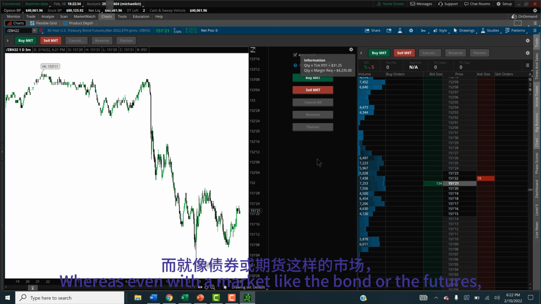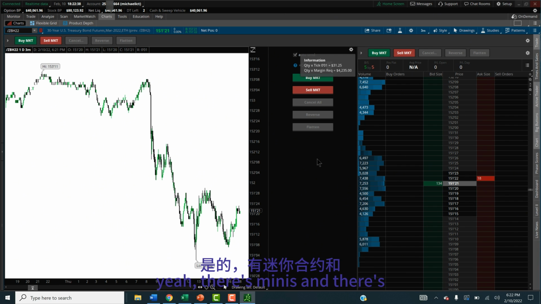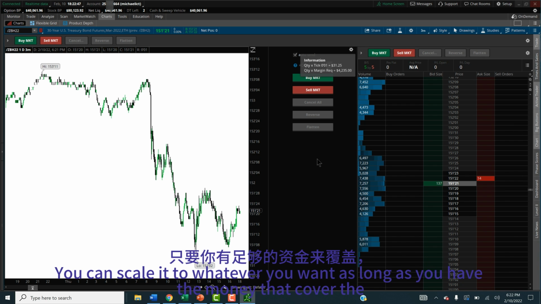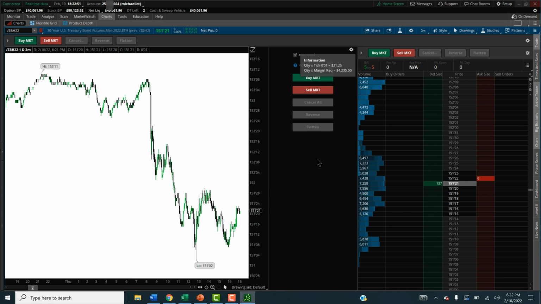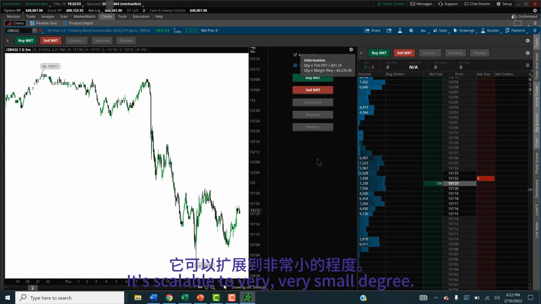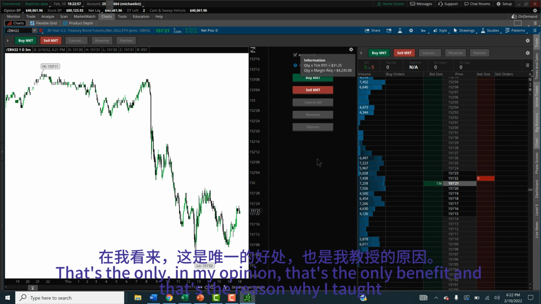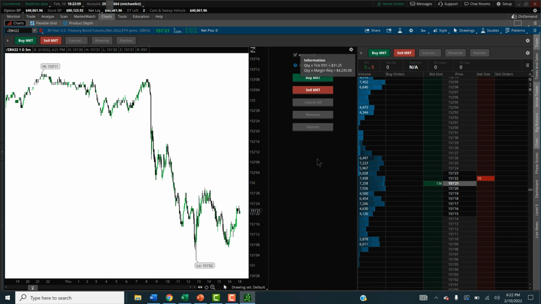Whereas even with a market like the bond or the futures, yeah, there's minis and there's micros, but you're still locked into whatever that point value is. Versus with Forex, you can scale it to whatever you want as long as you have the money to cover the minimum margin on it. It's scalable to a very, very small degree. That's the only benefit, in my opinion, and that's the reason why I taught Forex as long as I did.